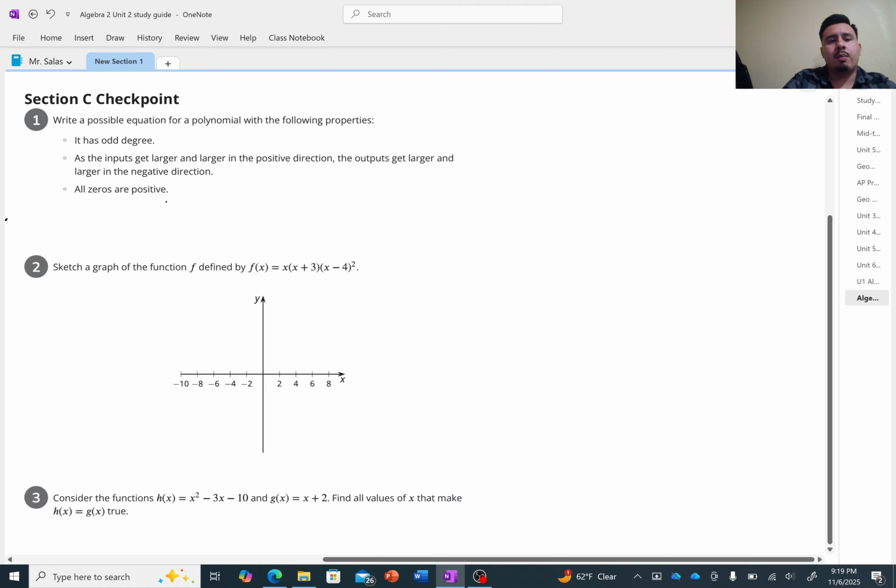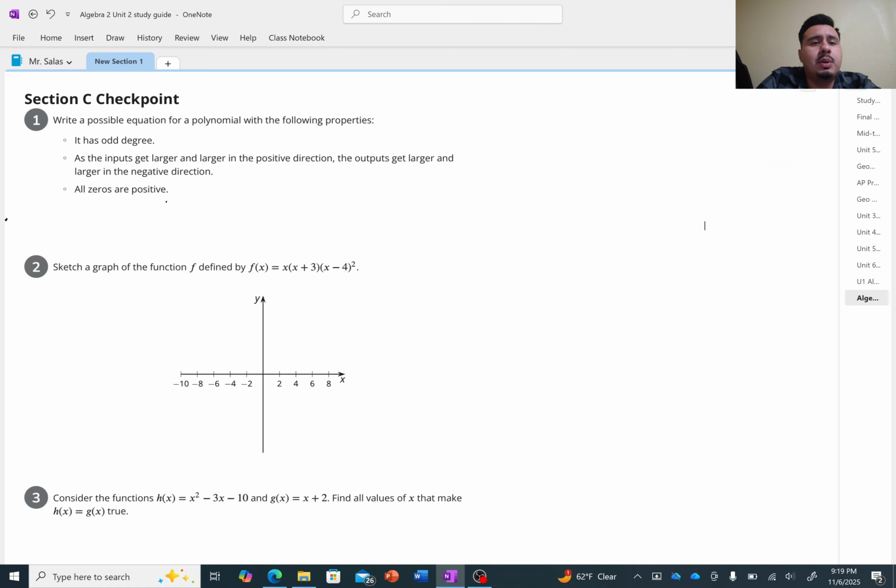Let's go ahead and look at number 1. It says, write a possible equation for a polynomial with the following properties. It has an odd degree. As the inputs get larger and larger in the positive direction, the outputs get larger in the negative direction, and all zeros are positive. So first of all, it needs to be an odd degree.